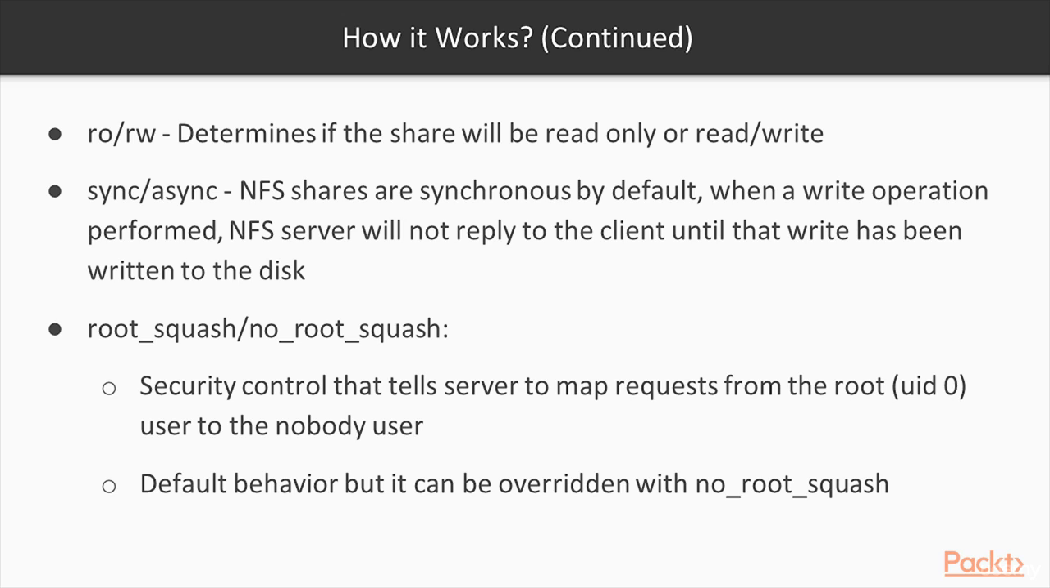root_squash, no_root_squash. Root squash is a security control that tells the server to map requests from the root user to the nobody user in order to prevent a malicious client from being able to perform actions on the server with superuser privileges. It is the default behavior, but it can be overridden with no_root_squash.